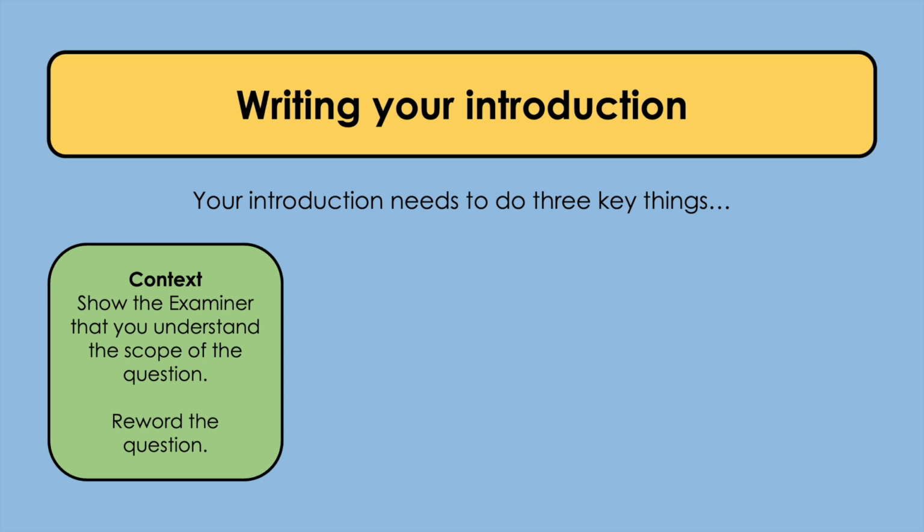We need to think of another 2 at least. So we need to show the examiner that we understand exactly what they are asking us to do. And one of the best ways we can do that is by rewording the question. I don't mean regurgitating the question, like writing out the question again in your introduction. What I mean is actually putting the question into your own words, telling the examiner, telling your teacher what the question is asking you.